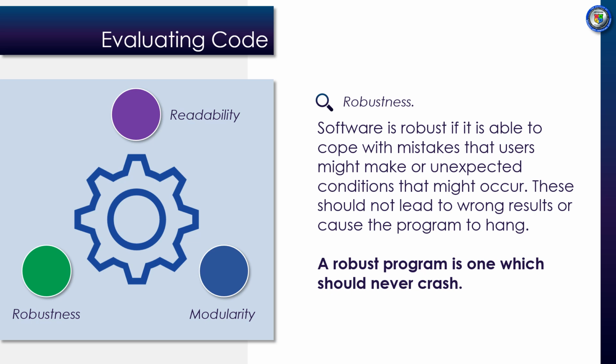We also must ensure that our program is robust. Software can be considered as being robust if it's able to cope with mistakes that users might make or unexpected conditions that might occur. These should not lead to wrong results or cause the program to hang or crash. A robust program is one which should never crash.